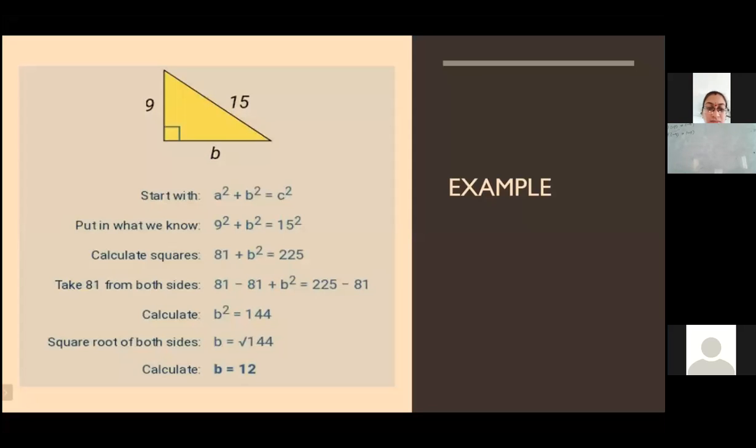Now let's see an example to understand the concept in a better way. So here the right angle triangle is given, the hypotenuse is 15 and one of the given sides is 9. So we need to find the other side of the triangle. So the Pythagoras theorem is a square plus b square is equal to c square. So a is our 9 and c is our 15. Substituting the values, we will get b as 12.